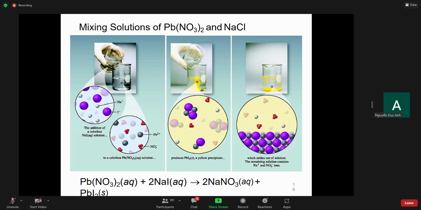So another example is a mixing of the lead nitrate, Pb(NO3)2, and sodium chloride. Okay, so the process is quite similar to the last part when magnesium hydroxide was generated. Okay, this one will generate this guy. I will write it higher. It's okay, move it out. PbI2 solid.